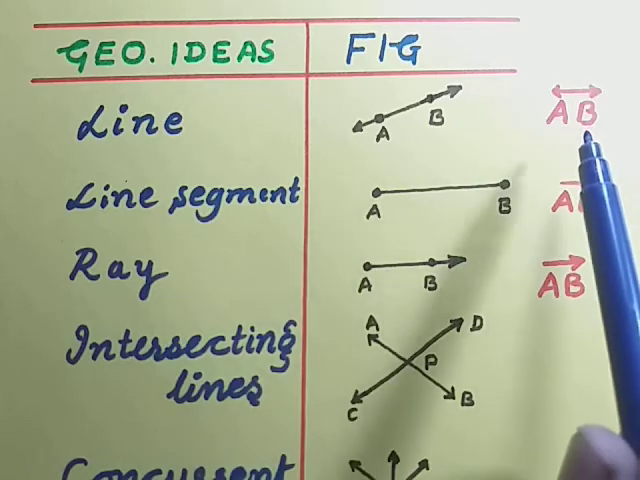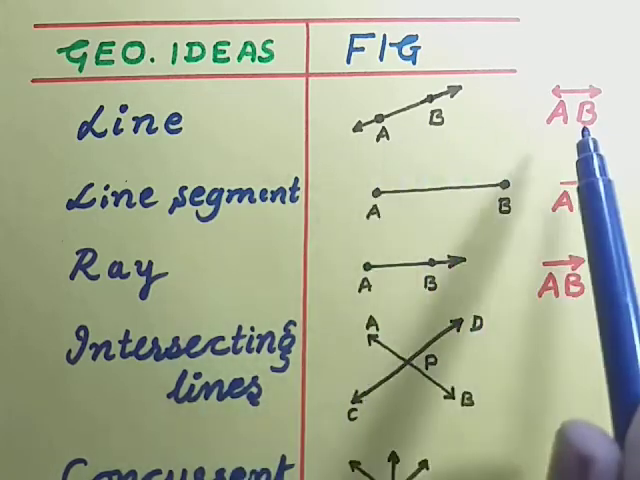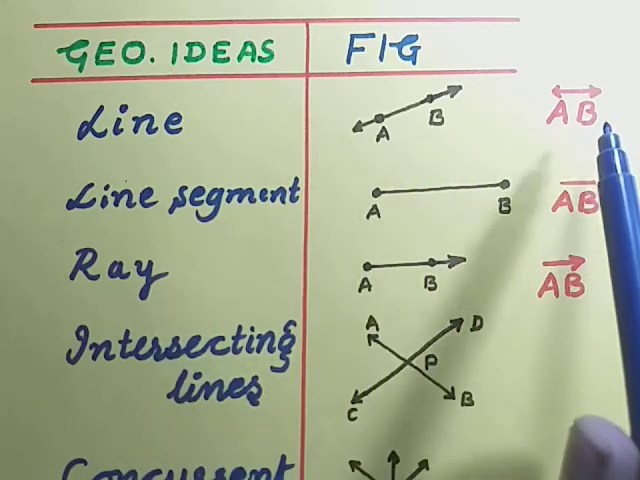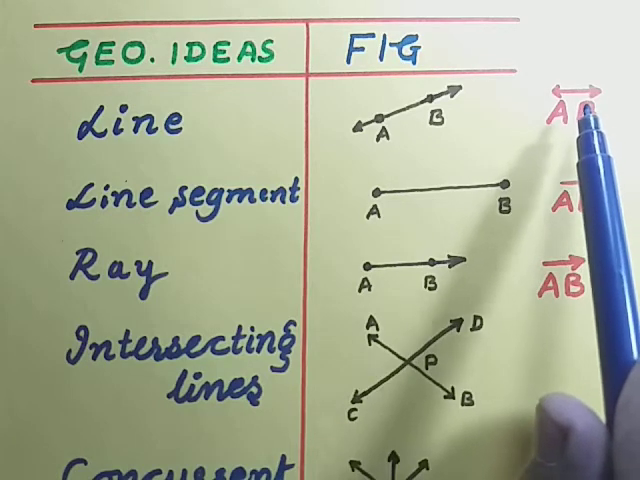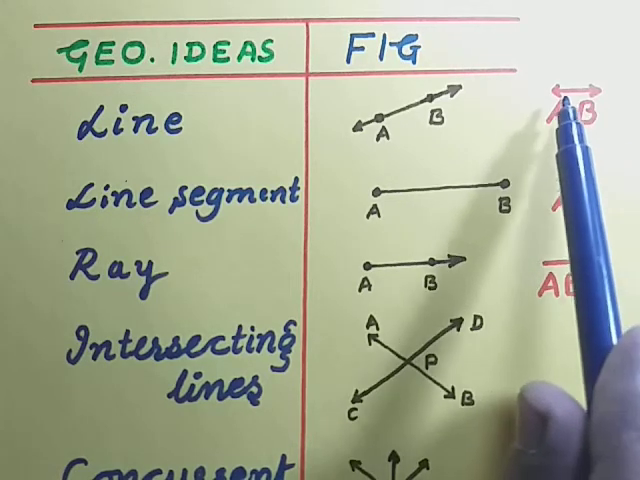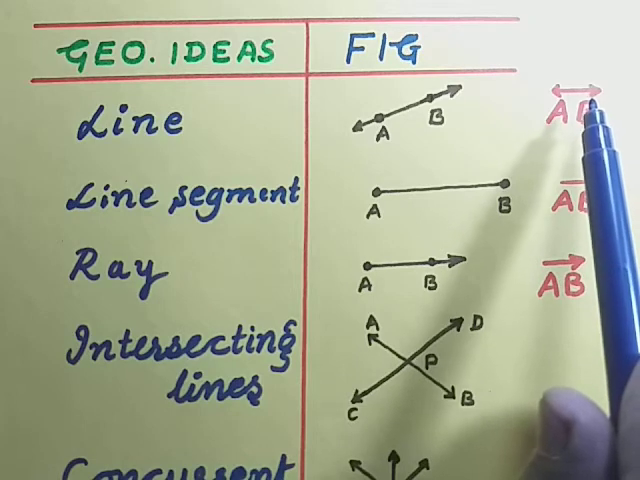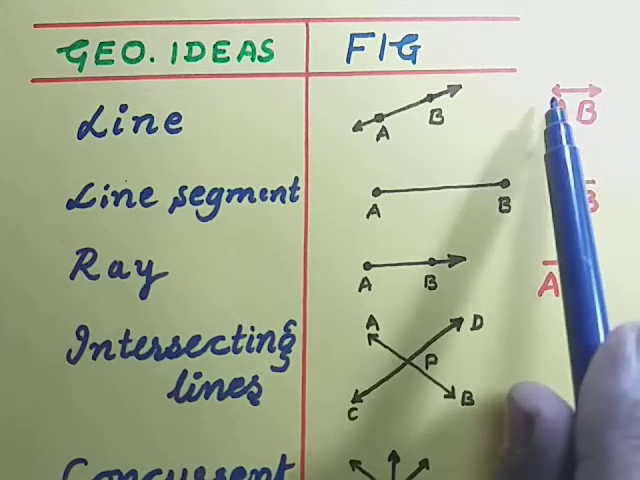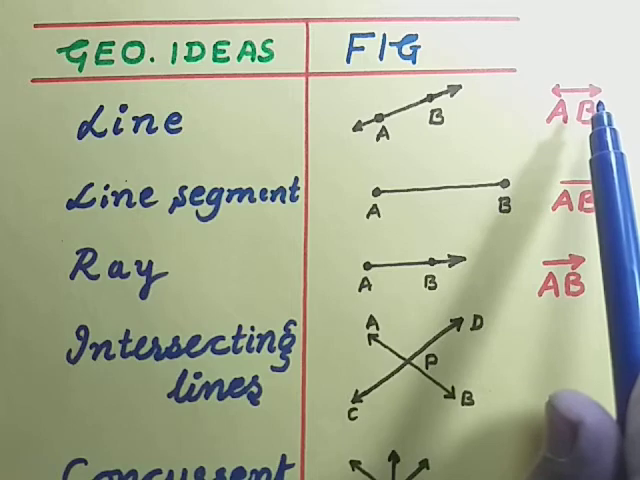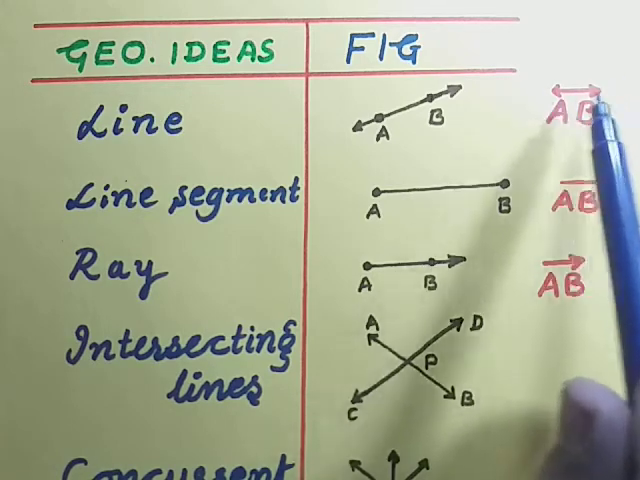The mathematical representation of this line will be AB, and above that you will write an arrow mark headed on both the sides, because it extends on both the sides.